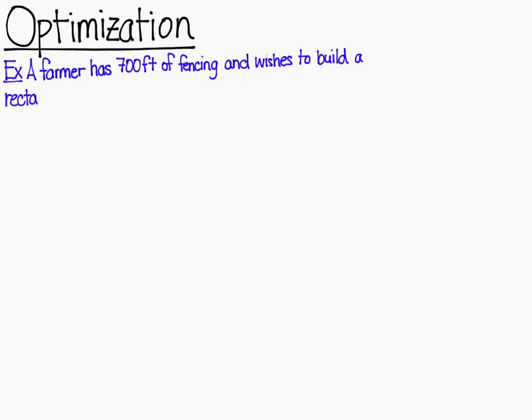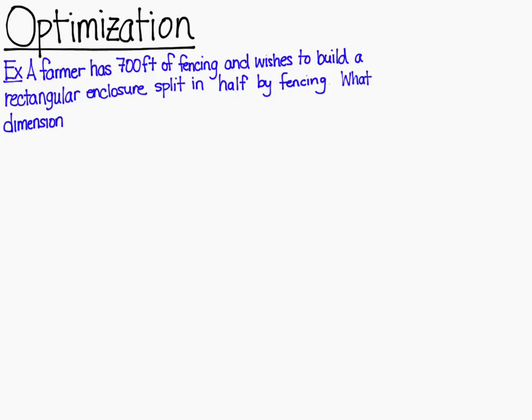The following video is on optimization. Let's look at an example. A farmer has 700 feet of fencing and wishes to build a rectangular enclosure split into half by the fencing. What dimensions will maximize the enclosed area of the pens?